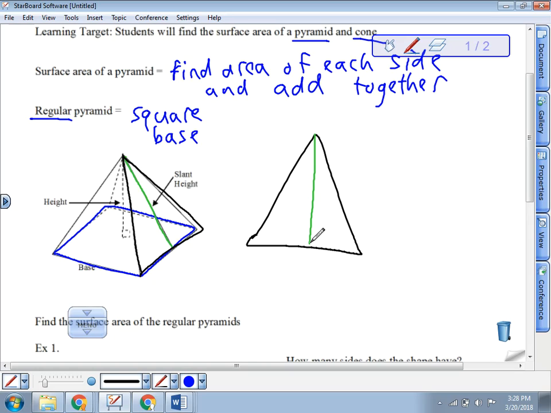We'll already know the base, which is down here, is the same as on there, which is the same as this picture. But that slant height is going to be the height for the side triangles. And that's what we're going to have to find, not the height of the pyramid itself. We may use that height in the Pythagorean theorem to find the slant height, but the slant height is what we're going to need to know.